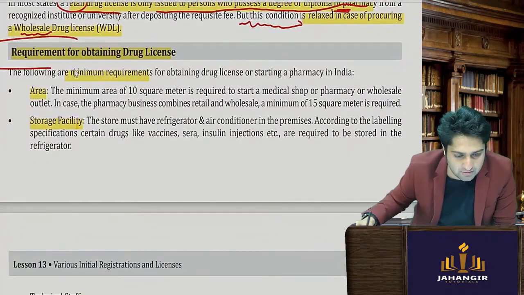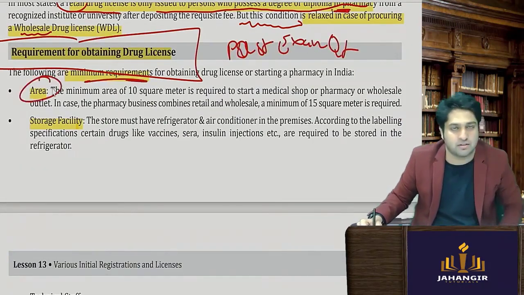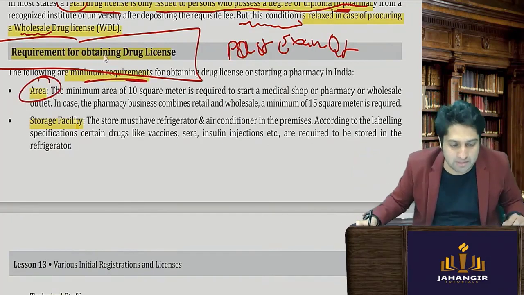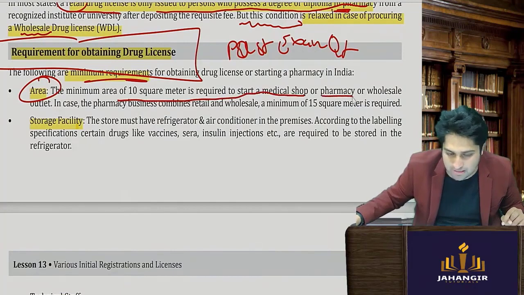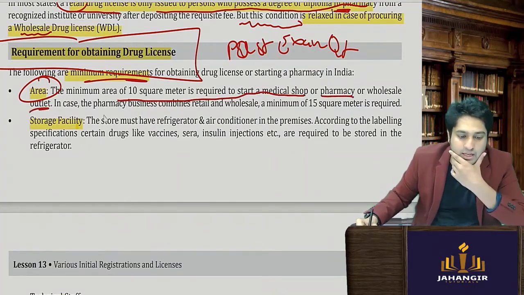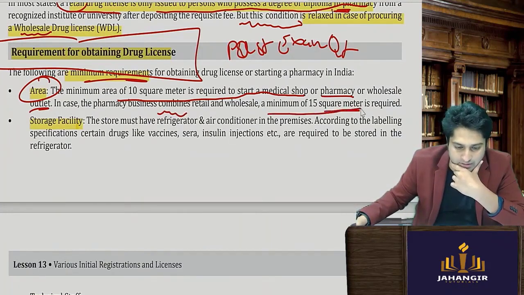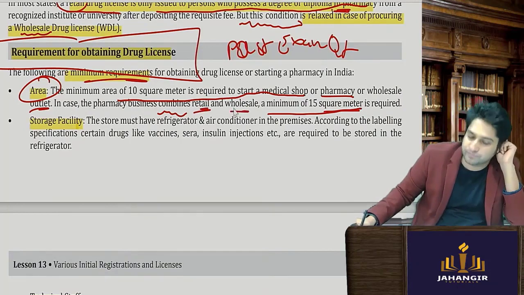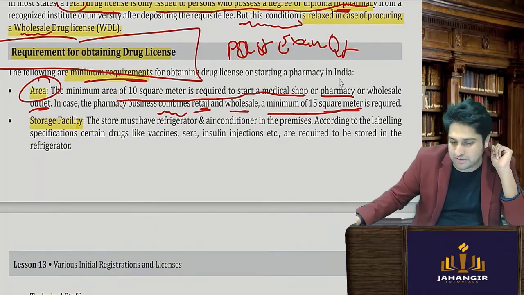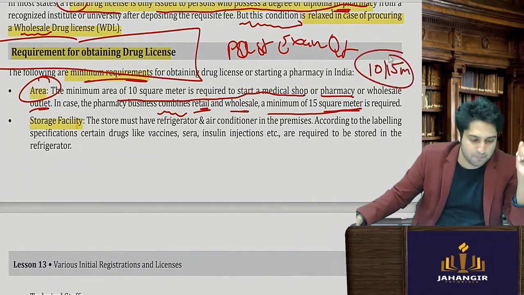Requirement to obtain a drug license. Now this is a past exam question. The area, minimum area has to be there. Minimum 10 square meters is required to start a medical shop, a pharmacy or a wholesale outlet. In the pharmacy combined with retail, a minimum of 15 square meters is needed. So in case the pharmacy combines with retail and wholesale, then a minimum of 15 square meters. So 10 to 15 meters of space is needed.